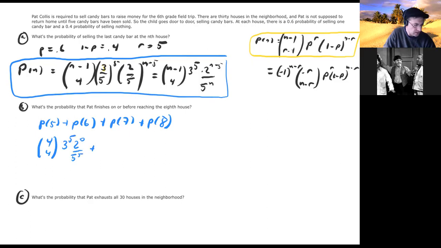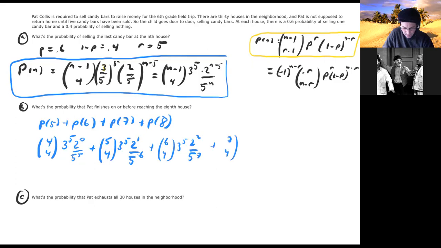Plus 5 choose 4 times 3 to the 5th, 2 to the 1st power, over 5 to the 6th, plus 6 choose 4, 3 to the 5th power, 2 squared, over 5 to the 7th, plus 7 choose 4, 3 to the 5th power, 2 cubed, over 5 to the 8th. And this you can directly compute, and it is approximately equal to 0.59408.